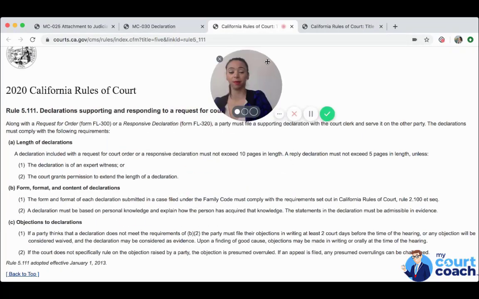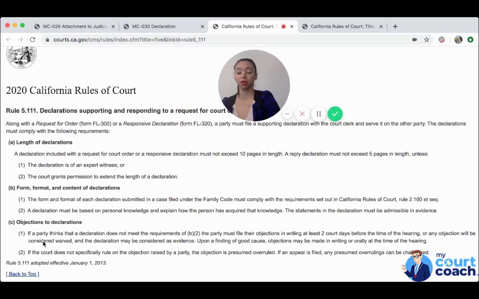Now, earlier we were talking about objections to declarations. And if a party thinks that a declaration does not meet these requirements, the party must file their objections at least 2 court days before the time of the hearing to that declaration by also using their 10 pages. And then the moving party, which is the same person that initiated the action or initiated the motion, they can then write a reply declaration, and that doesn't exceed 5 pages in length.